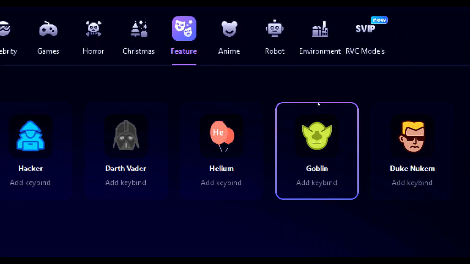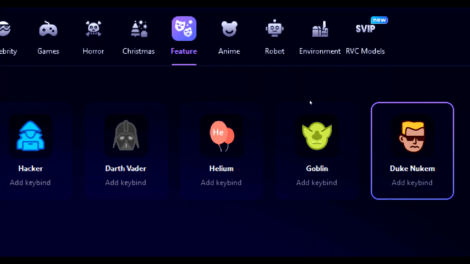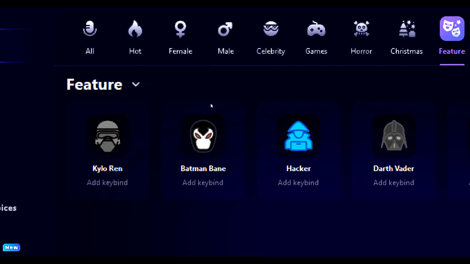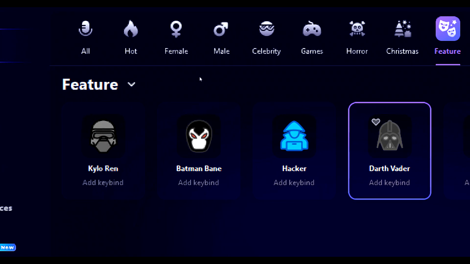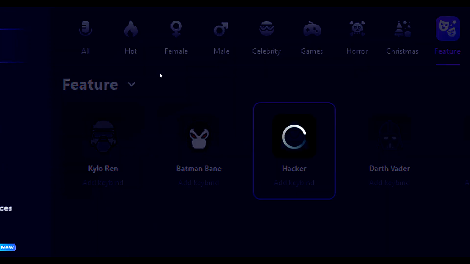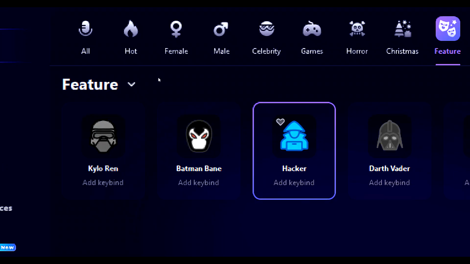Goblin sound. Doesn't sound like a goblin. Oh, this is Duke Nukem. Doesn't sound like it at all. This is very disappointing. It doesn't matter which voice you use, the sound doesn't come out good. And you cannot use this kind of sound. As simple as that, you cannot.